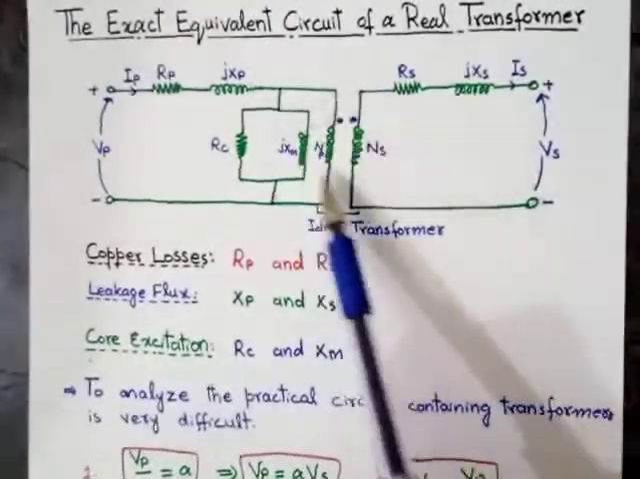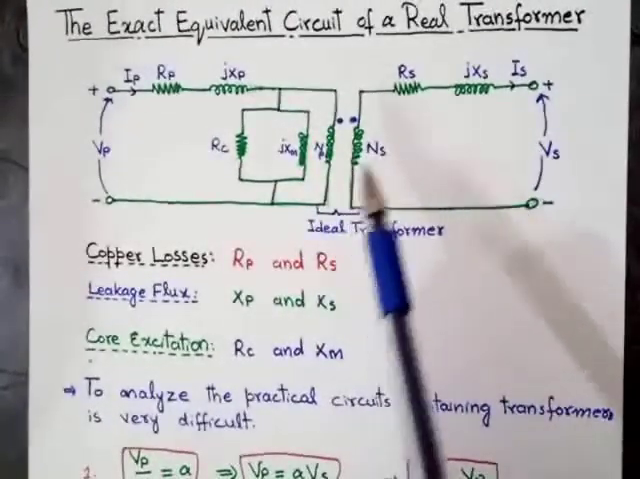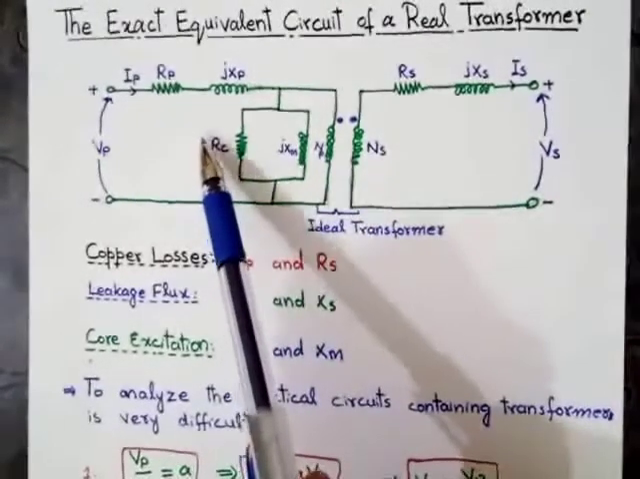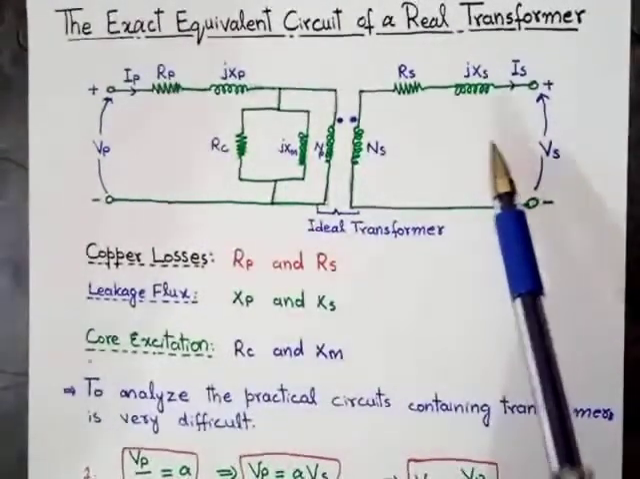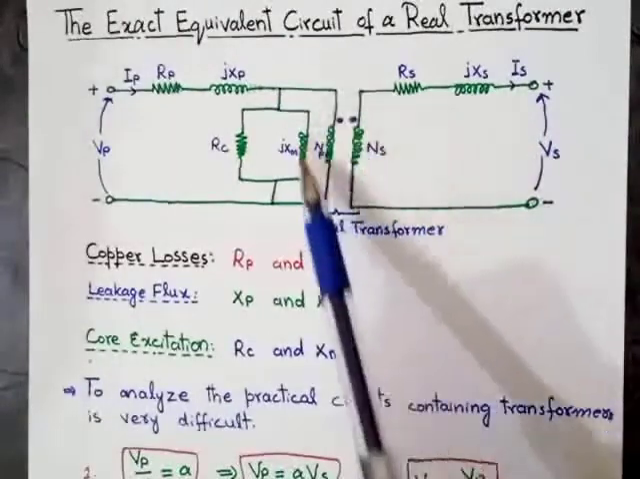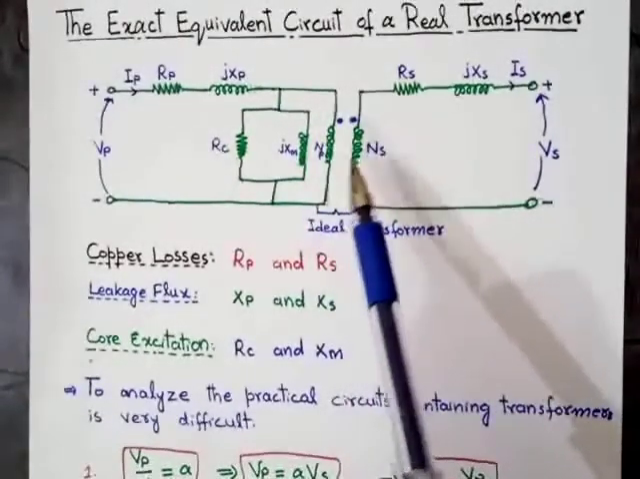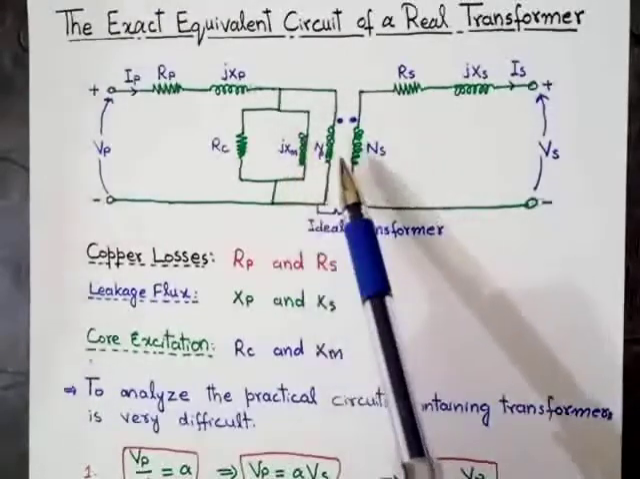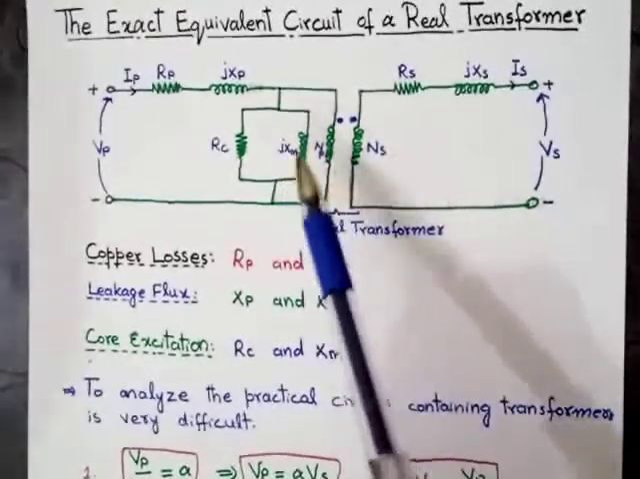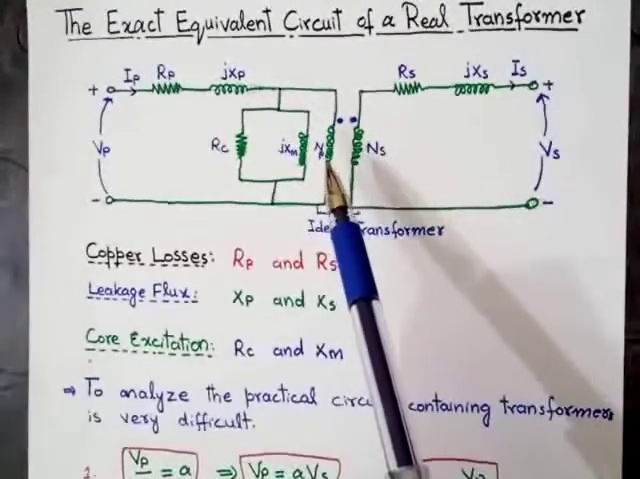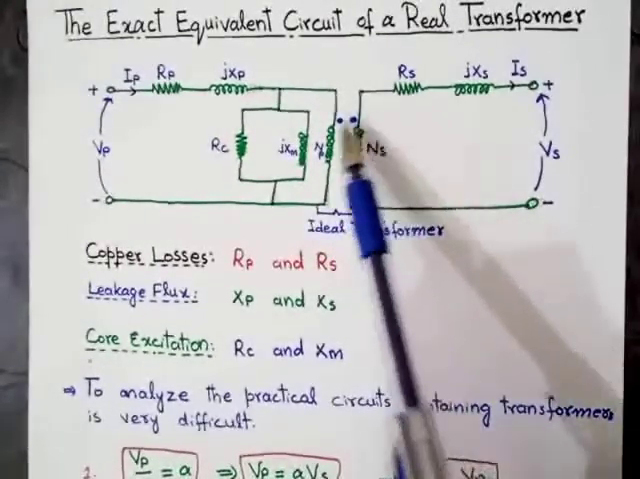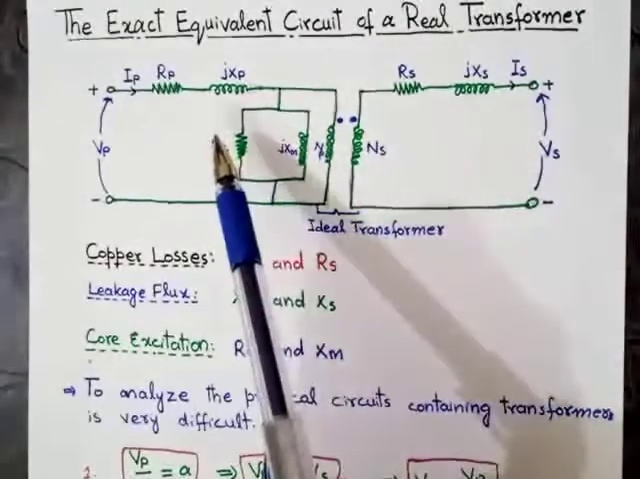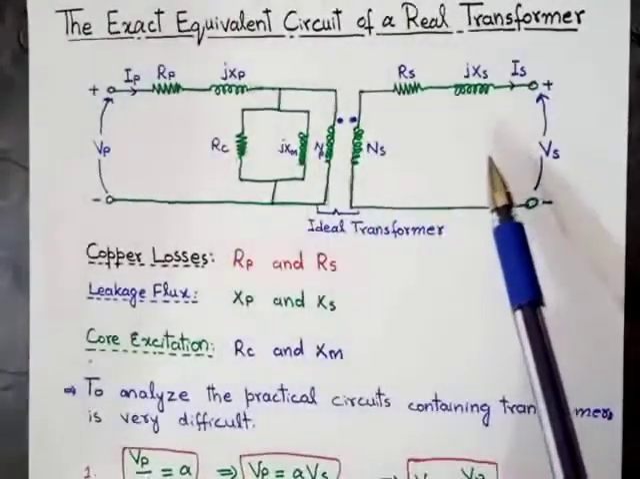To remove the transformer, we need to convert the secondary side into the primary circuit or the primary circuit into the secondary circuit. So this is the solution of the problem. Otherwise, it is very difficult to solve the circuit with a transformer. So our first objective will be to remove the transformer and convert the circuit from secondary to primary or primary circuit to secondary circuit.